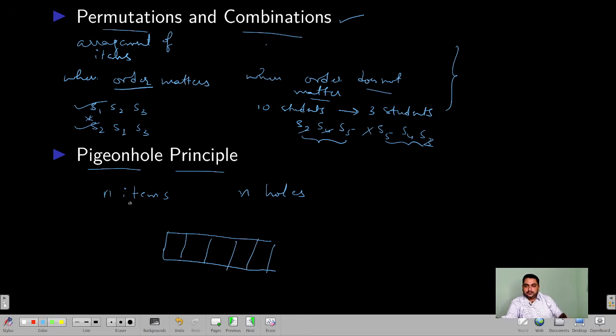Now, if there are n items and n holes, then I can place one item in each of the holes, right? Okay. So this is the basic idea.